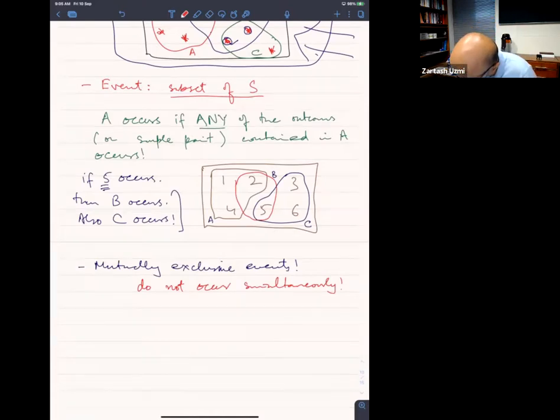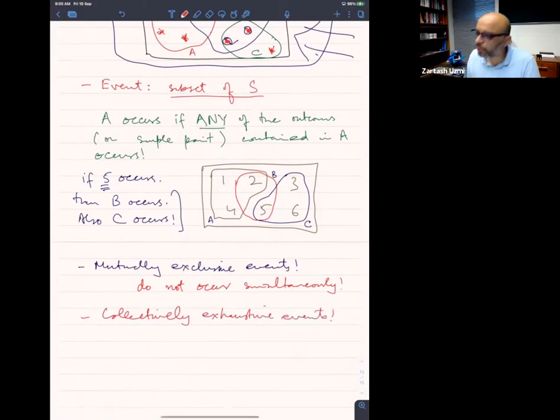Now, I will ask one more question by defining something which is called collectively exhaustive. Collectively exhaustive events. What are collectively exhaustive events? Collectively exhaustive events are the ones जिनका यूनियन अगर लें, union of these events is the complete sample space. उनका यूनियन लें तो पूरी की पूरी सैंपल स्पेस आ जाएगी.